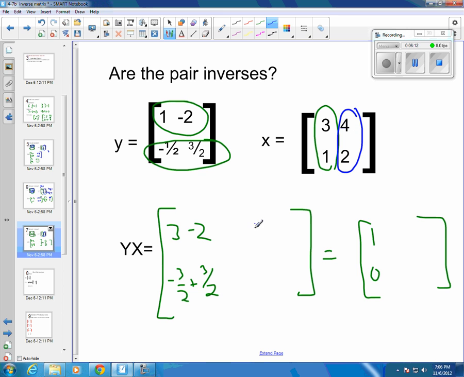Then I can take my second column. 4 times 1 is 4. 2 times negative 2 is negative 4. So that's a 0. And 4 times 1/2 would be a negative 2. Half of 4 is 2, and 3/2 times 2 over 1 would be 3. So that's plus 3, and that gives us the 1. So whenever I flip the order and multiply them, I still get my identity matrix. They are inverses of each other, so you should be able to change the order and still get your identity.